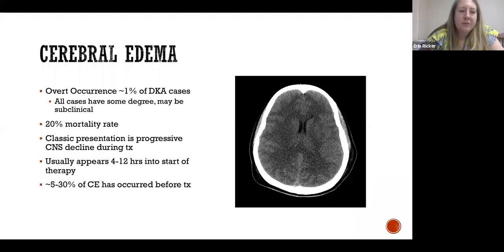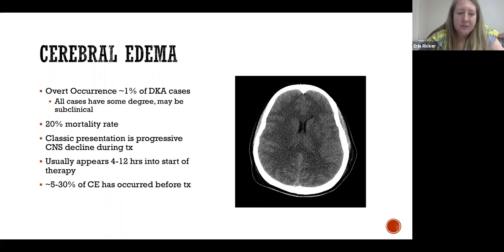Again, the big one is cerebral edema. This tends to occur in about 1% of DKA cases officially, but all cases typically will have some degree of this. It might be subclinical. A lot of times we won't see it on imaging, but it's always going to be there. For those that become clinically overt, there's about a 20% mortality rate. So definitely something that we want to avoid, high mortality rate.